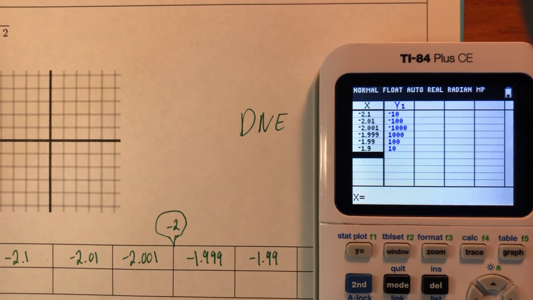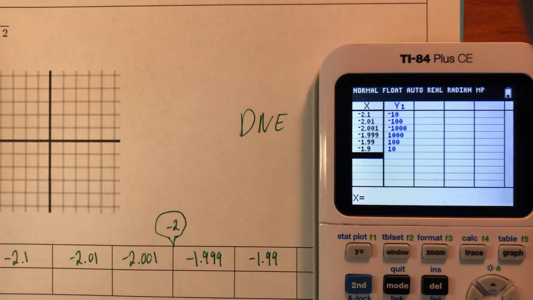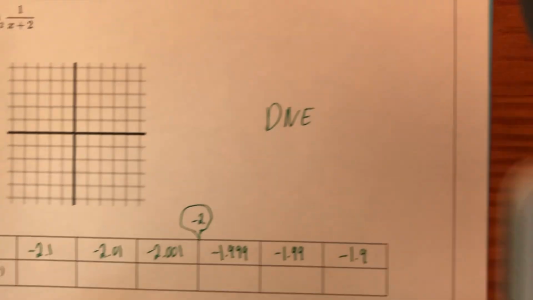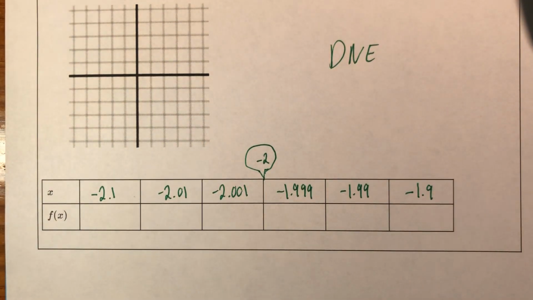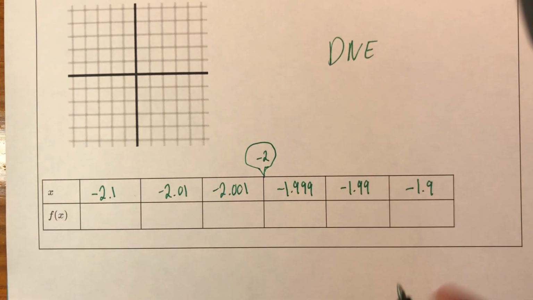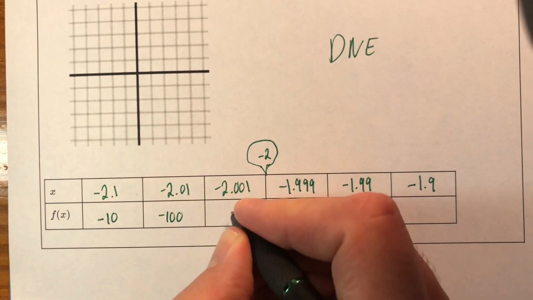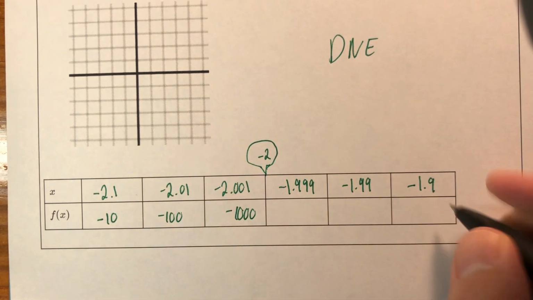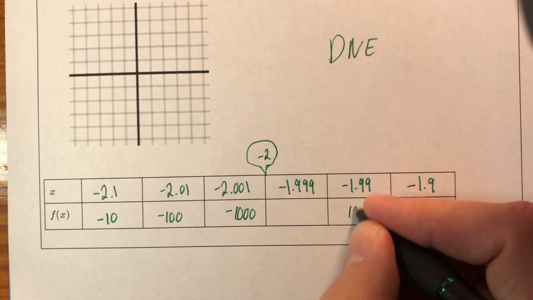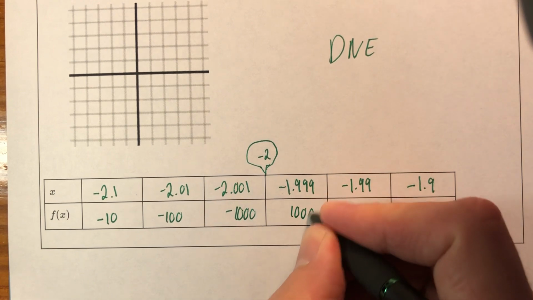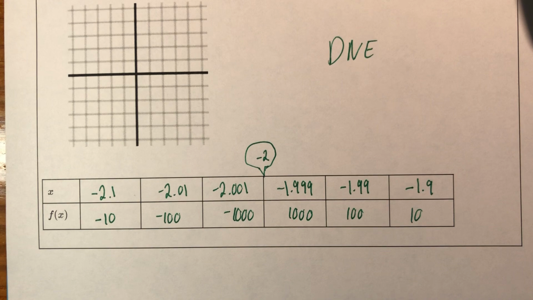I am going to write these down on the paper just so I can really see what's happening as I approach an x value of negative 2 from the left and right and find out what the y value is that I am getting closer to, if I am. I'm not. Negative 10, negative 100, negative 1,000. This one coming from this side is 10, 100, 1,000. That's what I'm dealing with.